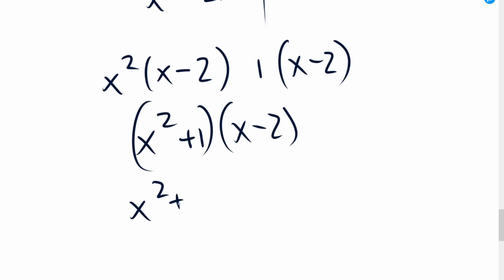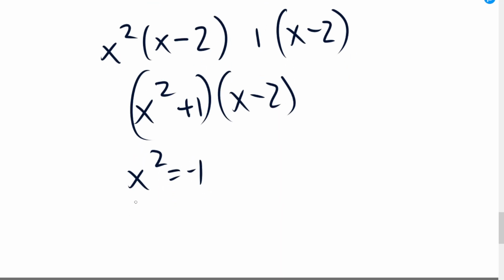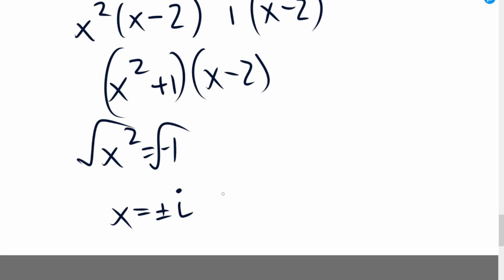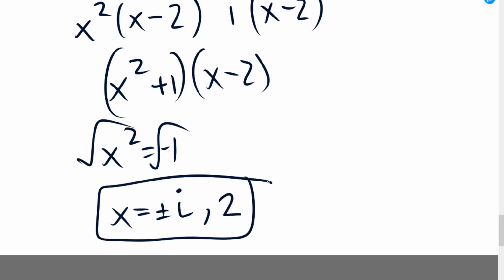x squared plus 1 equals 0. We can minus 1, so x squared equals -1. This is going to cause problems because x is equal to plus or minus i. And then we will also have positive 2. I have a feeling the answer that they want is just 2, though.